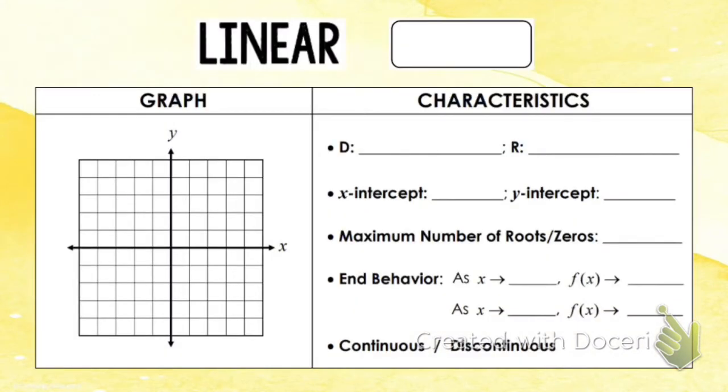So again, the first one we're going to talk about is linear, and that's what I just gave you examples of. But the linear parent function is f of x equals x. And remember that this is the same as saying y equals x. F of x and y are interchangeable. They mean the same thing. And the graph for that is a diagonal line that goes perfectly through the center, the origin. So it goes like this.